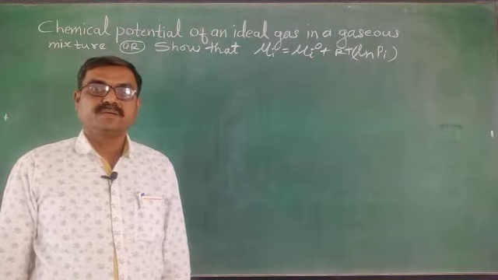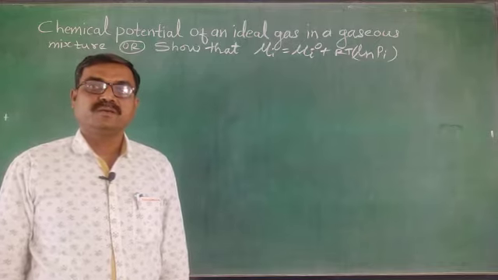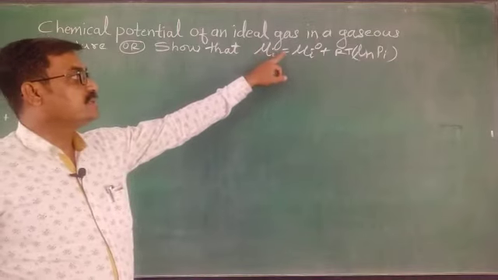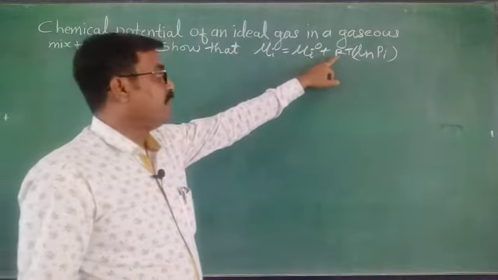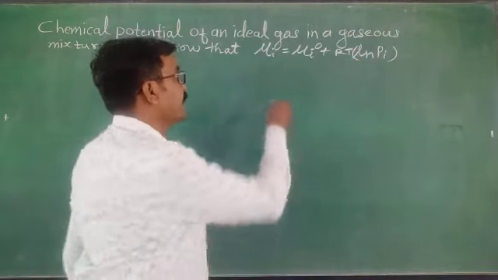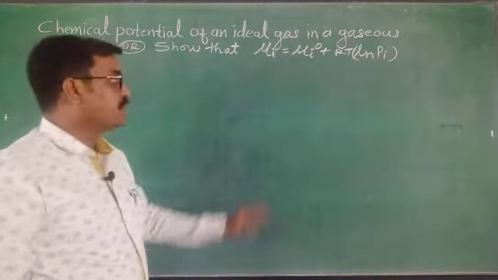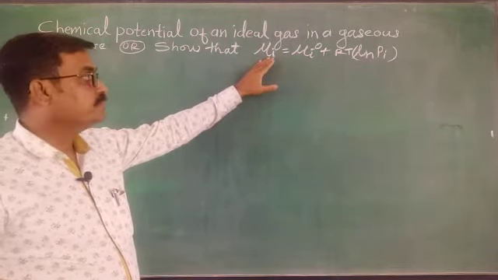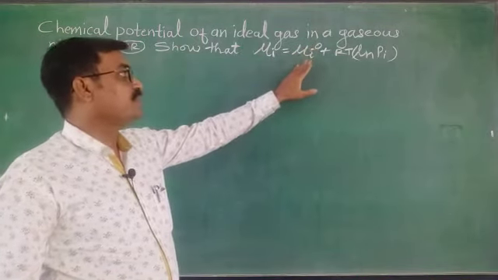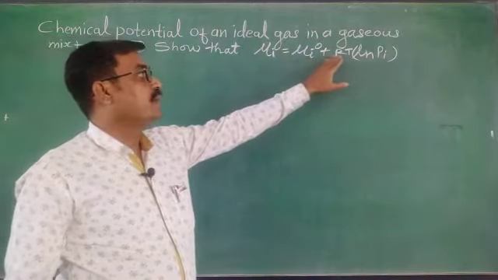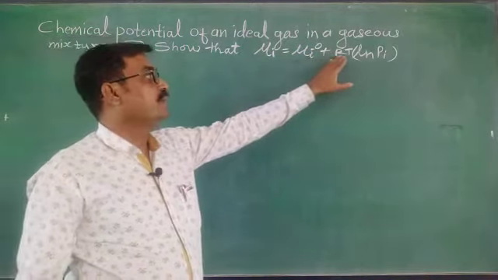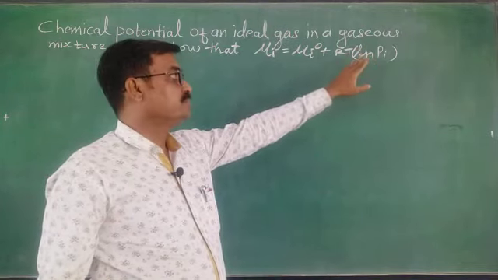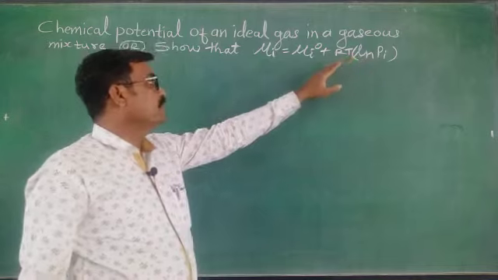Welcome student. Here we have to see the expression μi = μi⁰ + RT ln Pi. This equation we have to derive, where μi is the chemical potential, μi⁰ is the chemical potential at standard state, R is the gas constant, T is temperature and Pi is the partial pressure of the ith component. Okay.